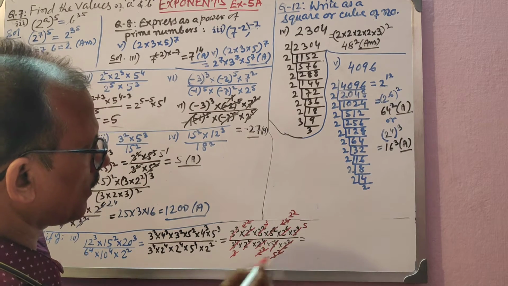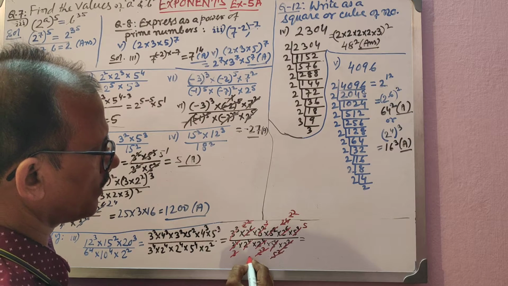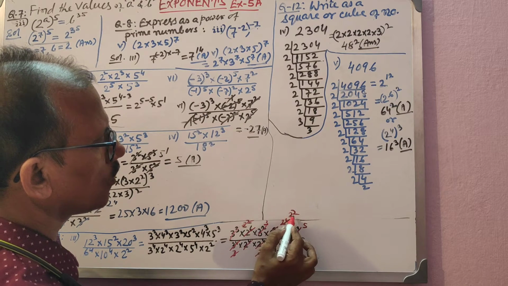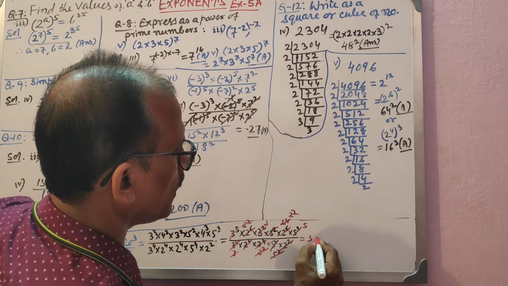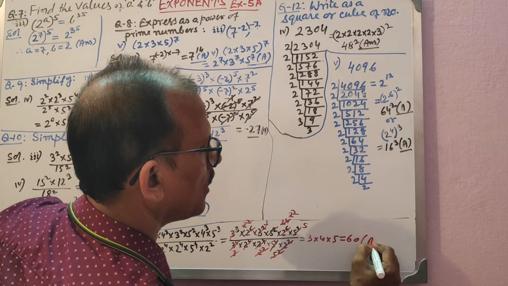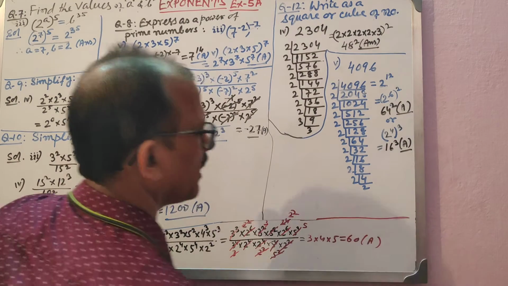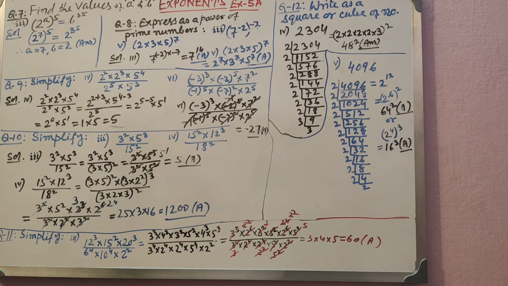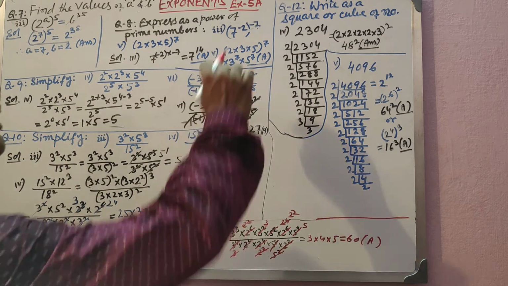What you have got, denominator nothing is there, means 1. Numerator 3, 2 square and 5. 3 into 4 into 5, which is equal to 60, answer. Could you understand? It was quite confusing in the last video at the end. That is why I made it. Now moving on to question number 12.